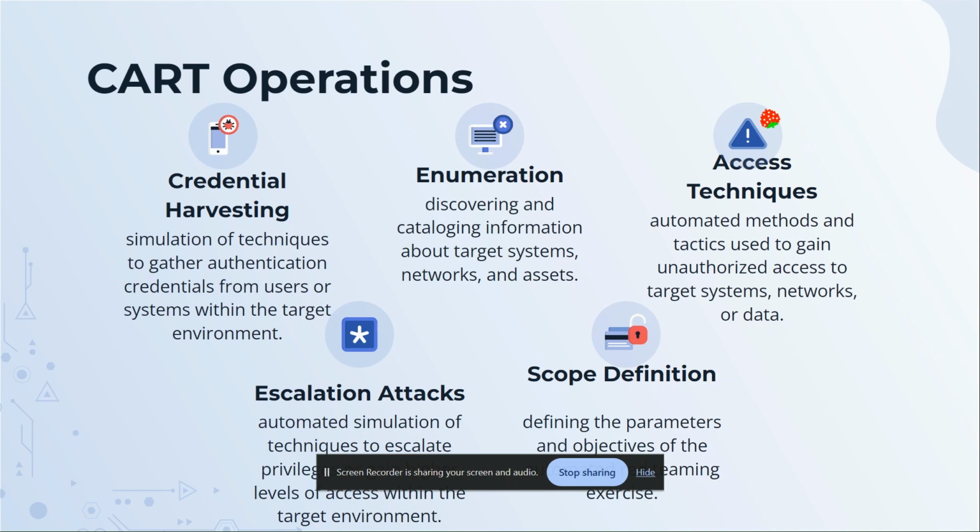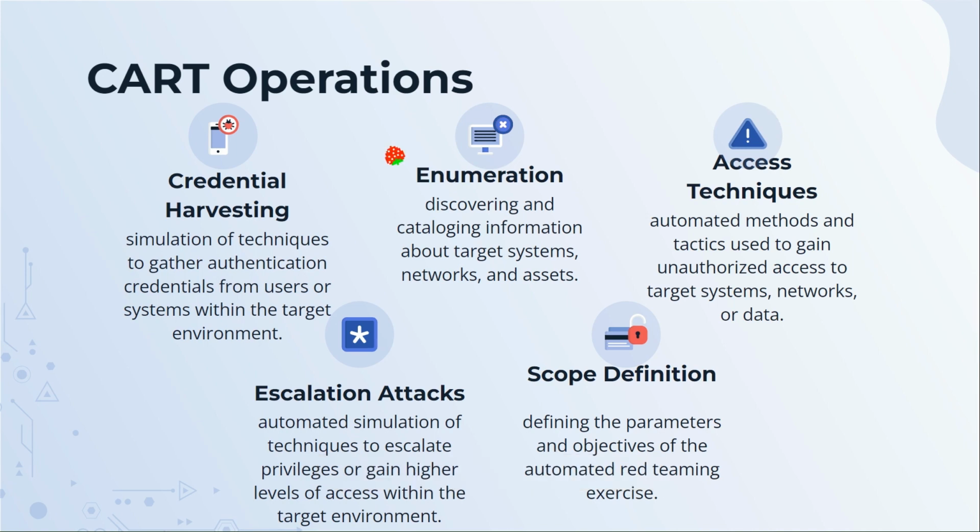Credential harvesting, enumeration, access techniques, escalation attacks, and scope definition. So, credential harvesting is a simulation of techniques to gather authentication credentials from users or systems within the target environment. Enumeration involves discovering and cataloging information about target systems, networks, and assets. Access techniques involves automated methods and tactics used to gain unauthorized access to target systems, networks, or data.